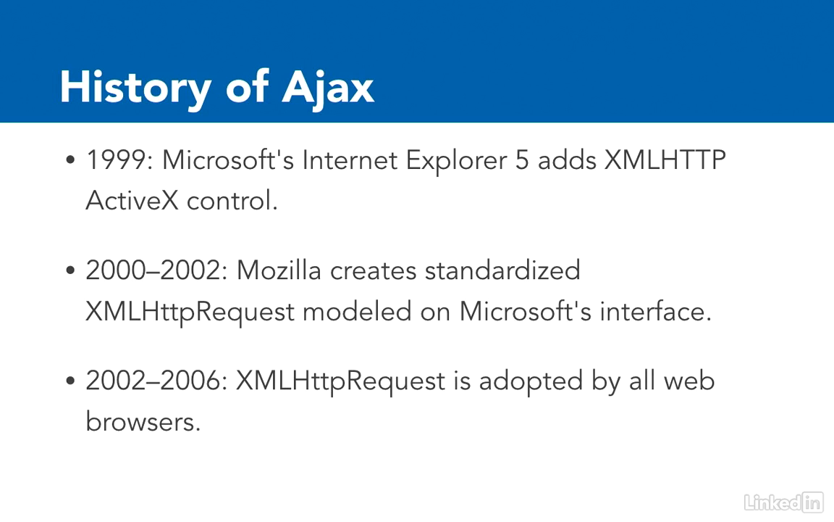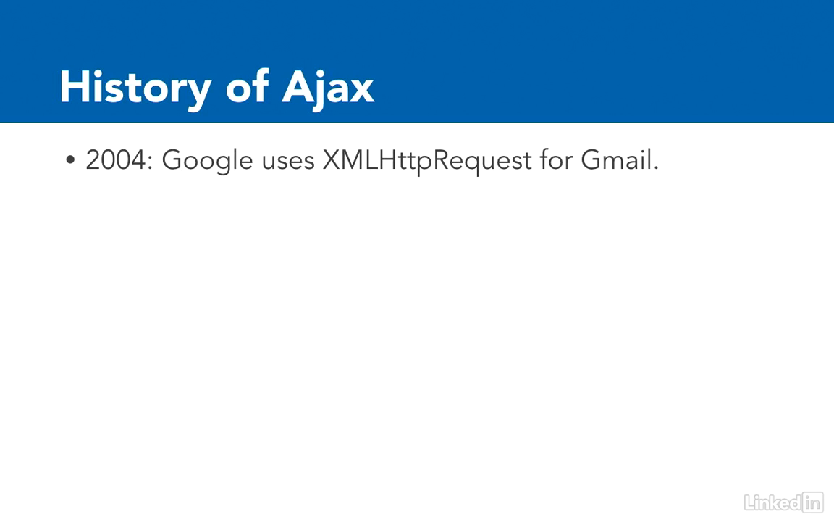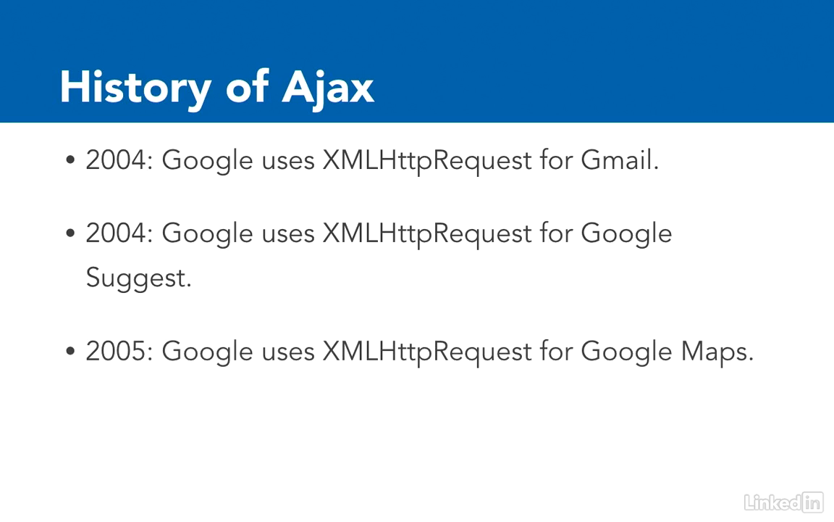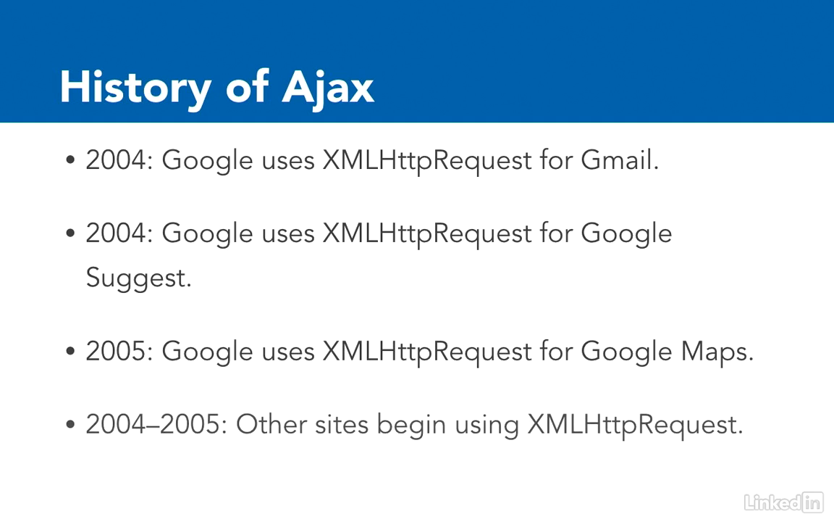Right in the middle of that period, in 2004, Google began using XMLHttpRequest to asynchronously load content for Gmail. In 2004, they also used it for Google Suggest. That's what happens when you go to the Google homepage and you start typing, and it makes suggestions as you type of possible searches that come up right below the search box. And then in 2005, they began using it for Google Maps. Now, Google was one of the first companies to realize the tremendous promise of using XMLHttpRequest, but it was not just Google. Flickr, Amazon, and Kayak.com were some of the other early adopters.